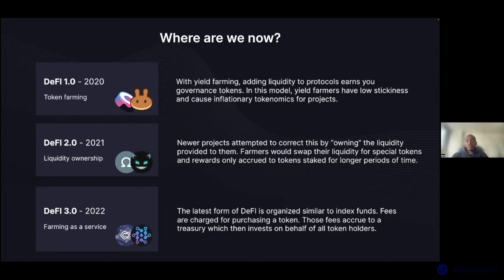And this was incredibly novel, and also very effective too. I think today they own somewhere between 95 and 99% of all the liquidity in circulation for their own token. And I think it's something like 300 or $400 million of value today.